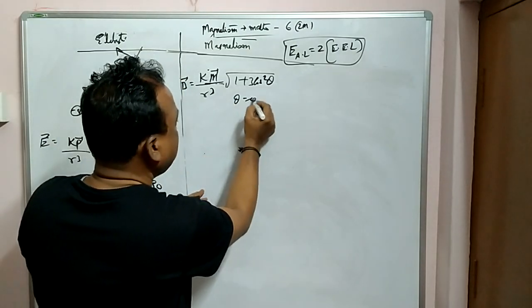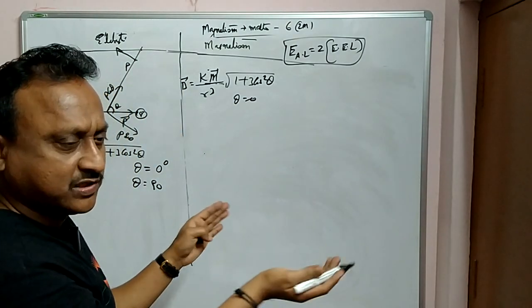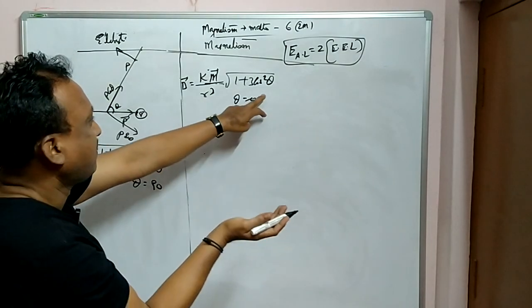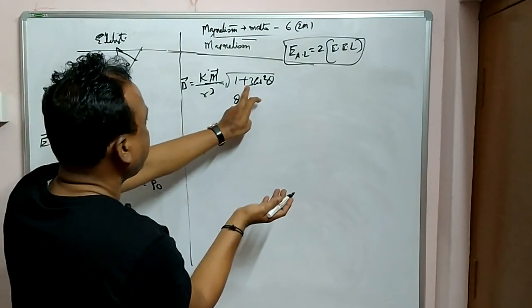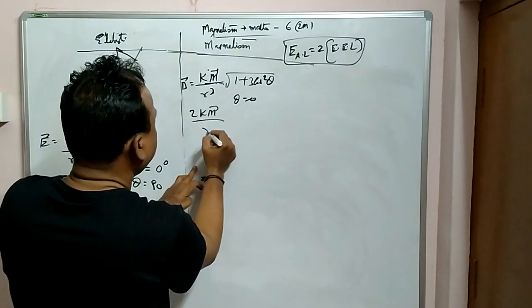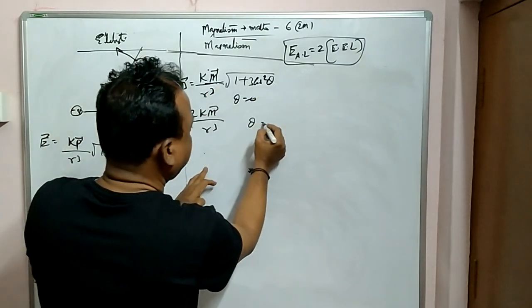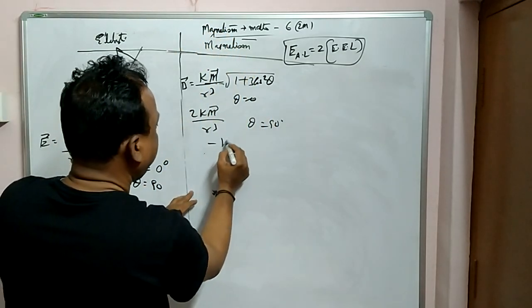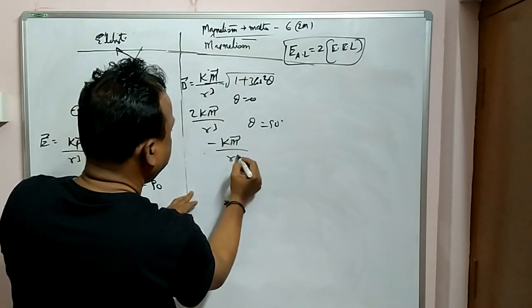Theta is equal to... here there are the south pole and north pole, poles. How are those two on the axial line? 0 degrees. Cos 0 again 1. Square root of 4, 2. 2 Km by r cube. In the same way, on the equatorial line theta is equal to 90 degrees. Cos 90 is 0 again. You will get minus Km by r cube.